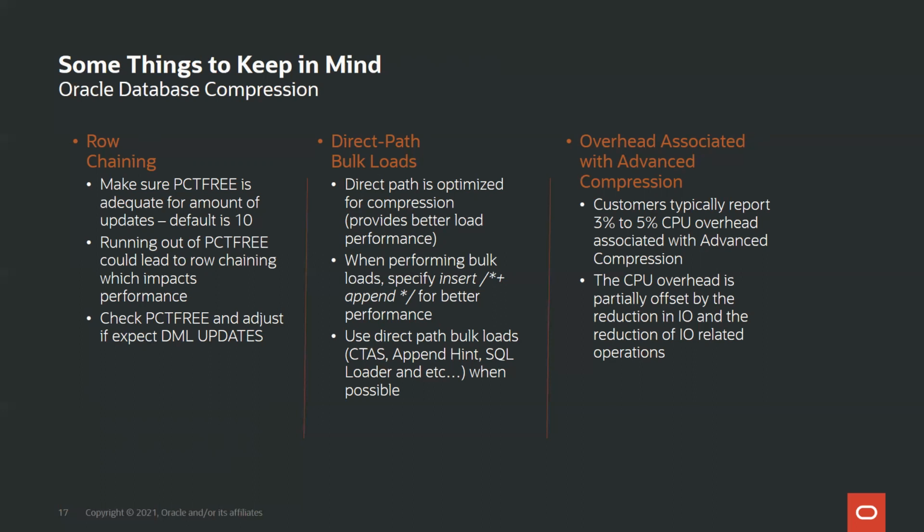Customers also ask what's the typical overhead associated with advanced compression. It's about 3 to 5% CPU. But again, your testing would really show what the actual numbers are for your data and your applications. Part of that overhead is offset by the reduction of IO and IO related operations. So 3 to 5% CPU is very typical, and some of that will be offset by reduced IO. But again, you would want to test in your own environment to make sure.